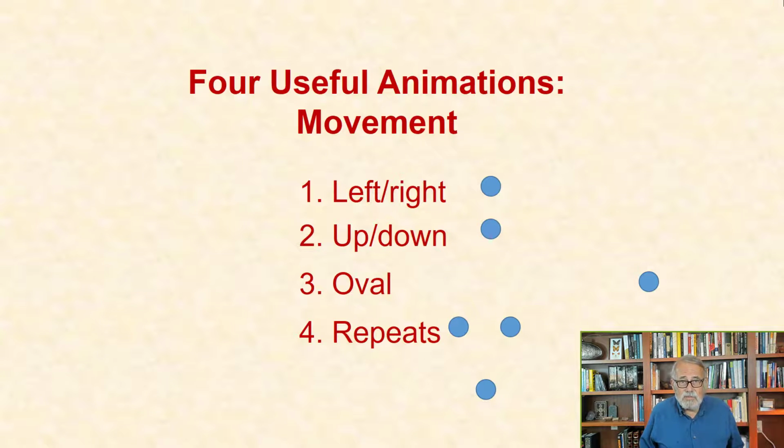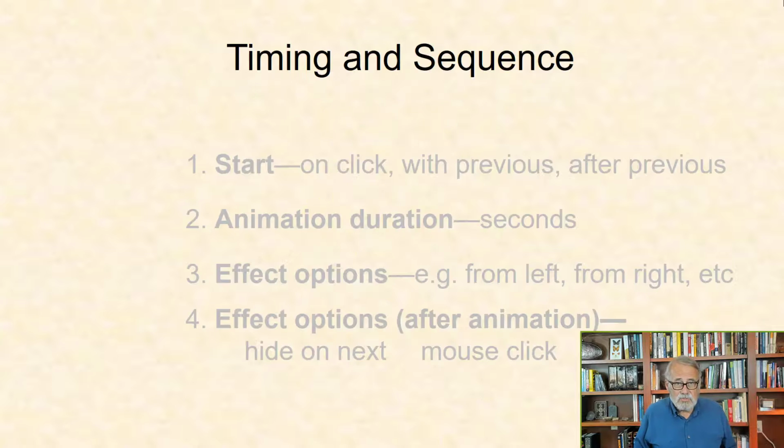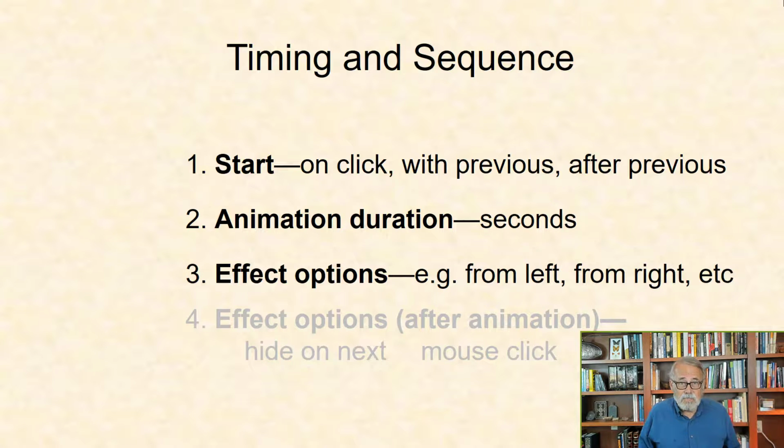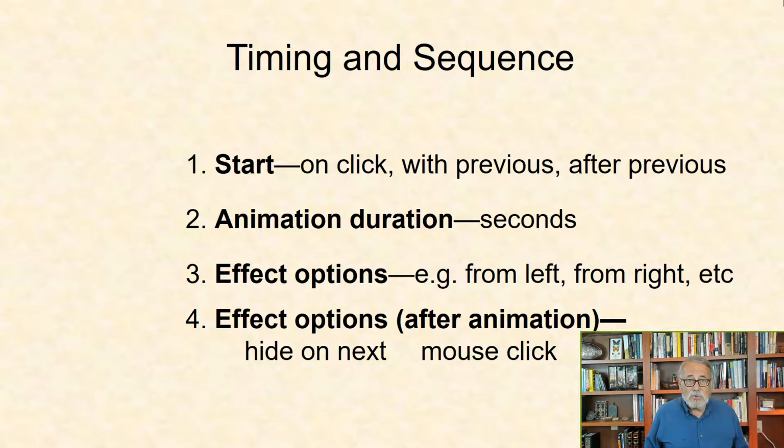Most of the animations have the following options and modifications, including when to start, including on click, with previous or after previous, and animation duration. Effect options include, for example, fly in from the left, wipe from the top, or shrink by 50%, all depending upon the particular animation. Effect options also include choices for after the animation, such as hide on next click or hide after animation.